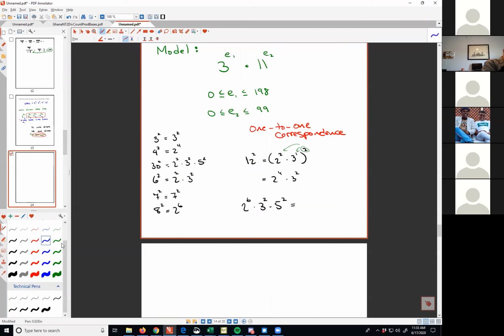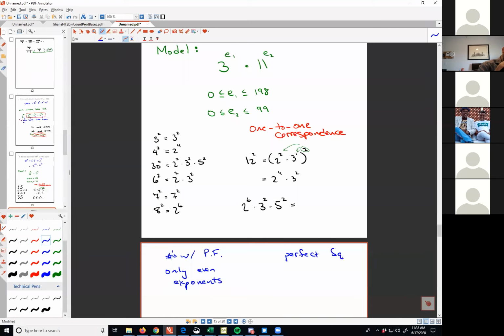On the one hand, we have numbers with prime factorizations with only even exponents. And on the other hand, we have perfect squares. We're trying to count perfect squares, and we'd like to know if we can count them by counting the numbers with prime factorizations with only even exponents, right? Because one of these is easier to do than the other.